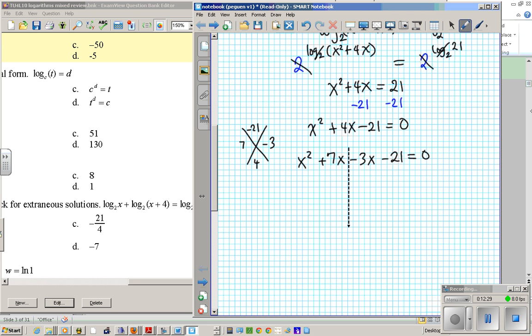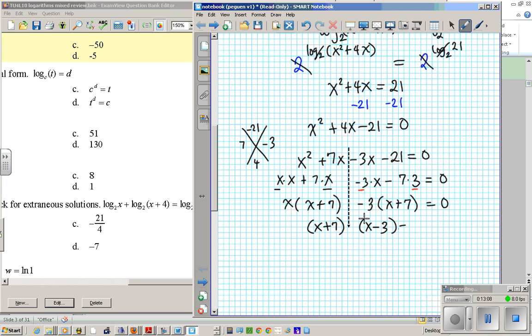Factor by grouping, we're going to have x times x plus 7, minus 3 times x minus 7 times 3 equals 0. So from the first two, we can take out an x. So we're going to have x times x plus 7. And then we take out negative 3 from the second two, and also the minus. So when we take out the minus, we're going to be left with x plus 7. Are we looking good here? Of course, because these two quantities are the same. So we factor them out, x plus 7 and x minus 3 equals 0.